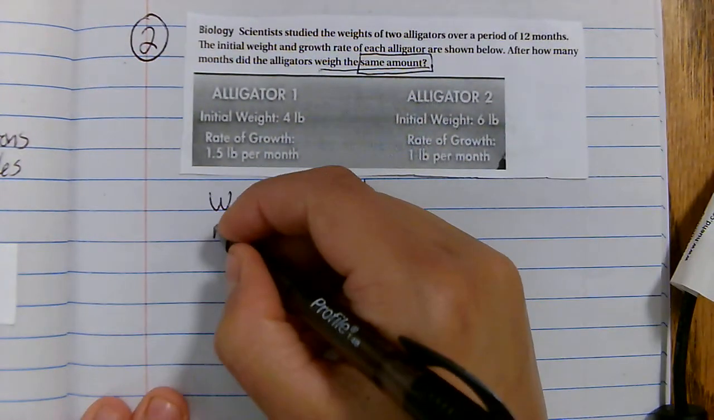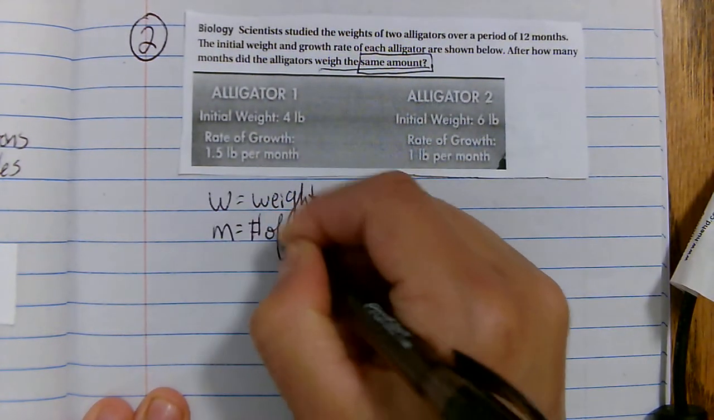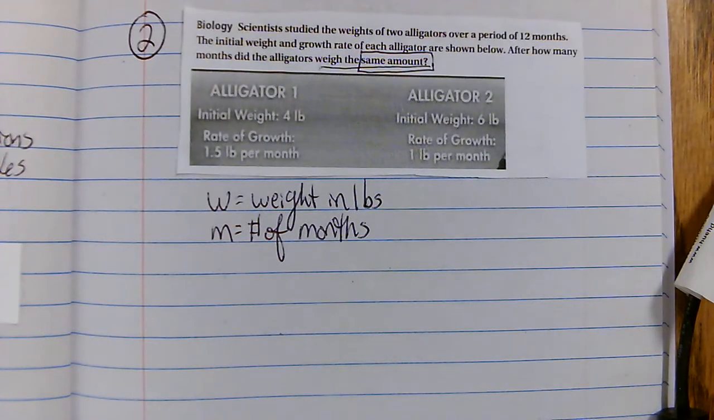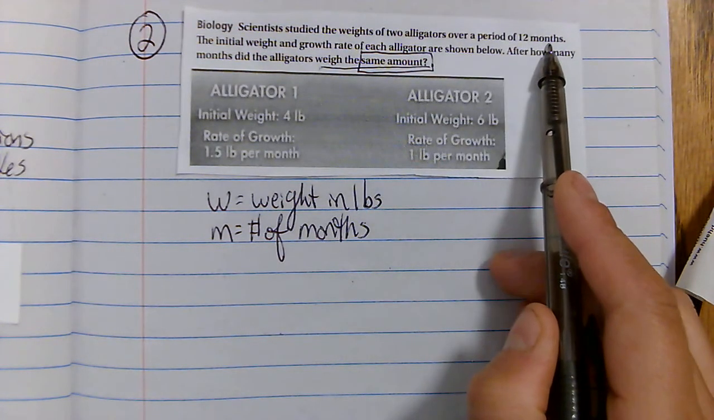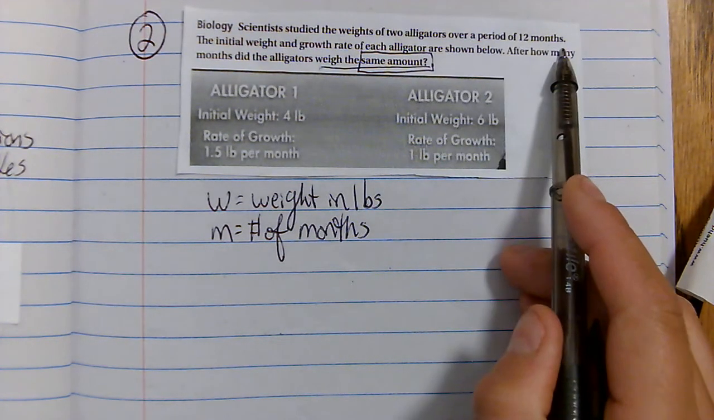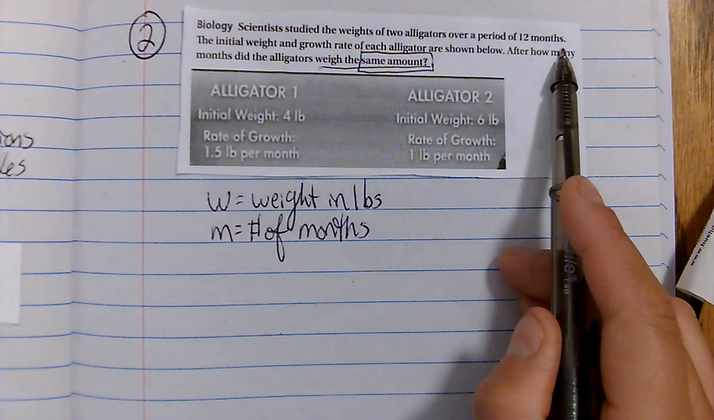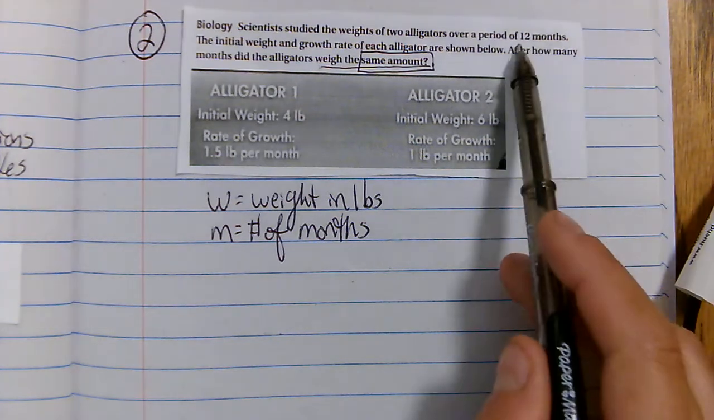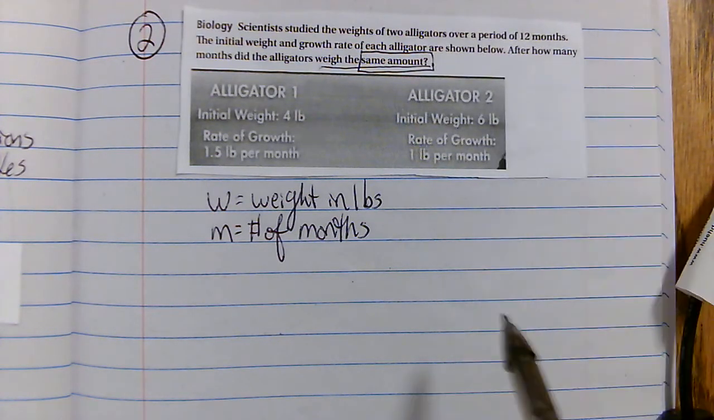And I will use M for the number of months. Okay. I'm actually going to ignore this 12 months up here. This just tells me how long they were collecting their data. It's not going to be incorporated into my equations. So this is just how long they were doing it.